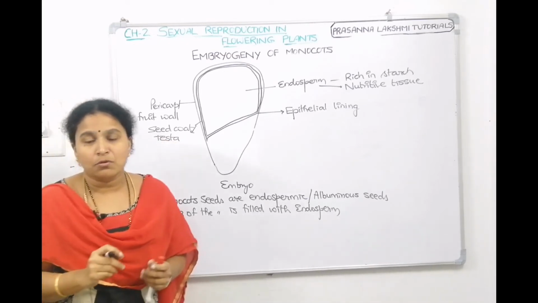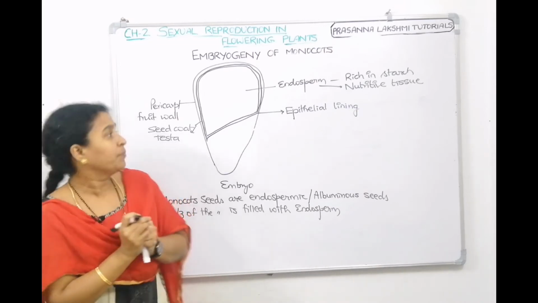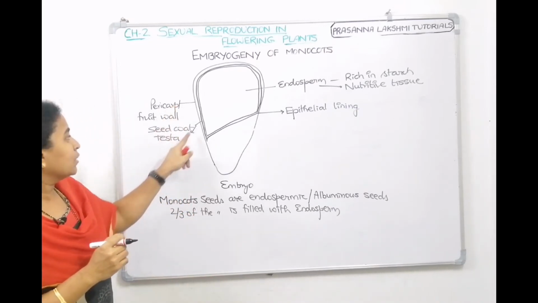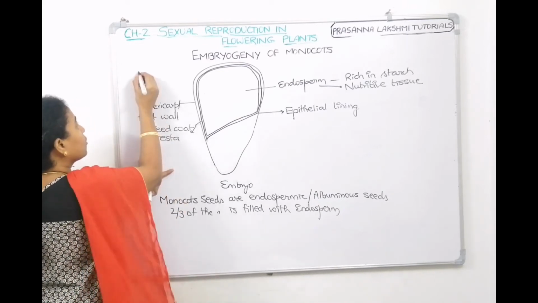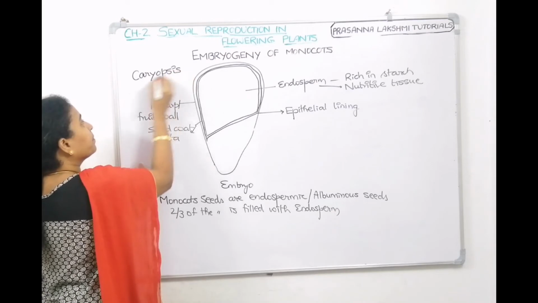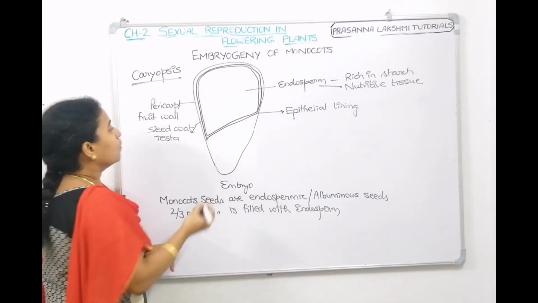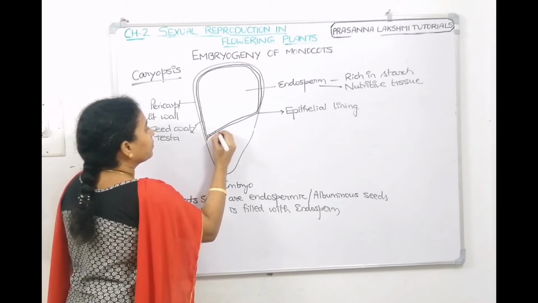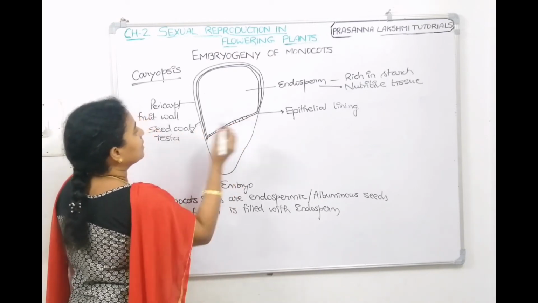In most of the monocots, the fruit wall and the seed coat are fused with each other. Such a type of fruit is called caryopsis. And what is this layer we are drawing? The fruit wall and the seed coat are fused and they made this layer.